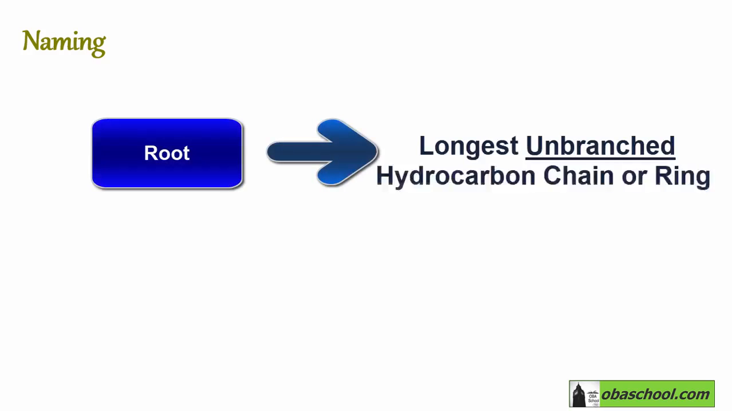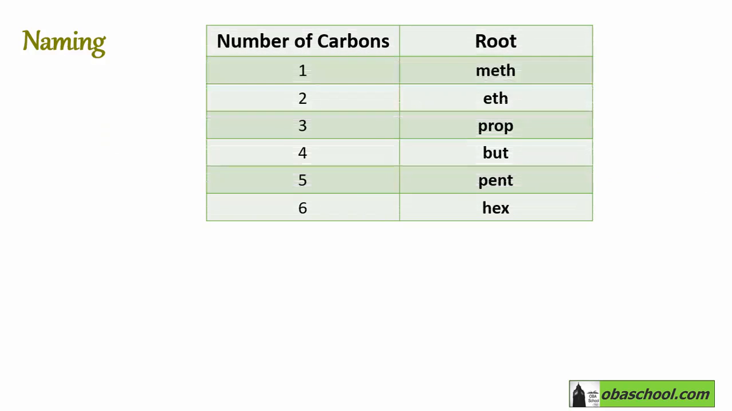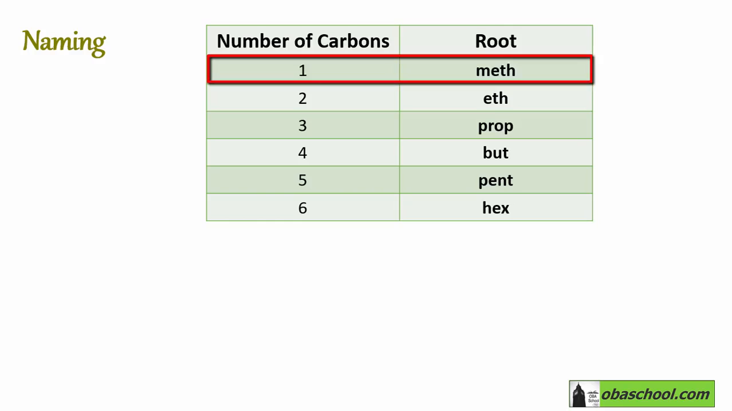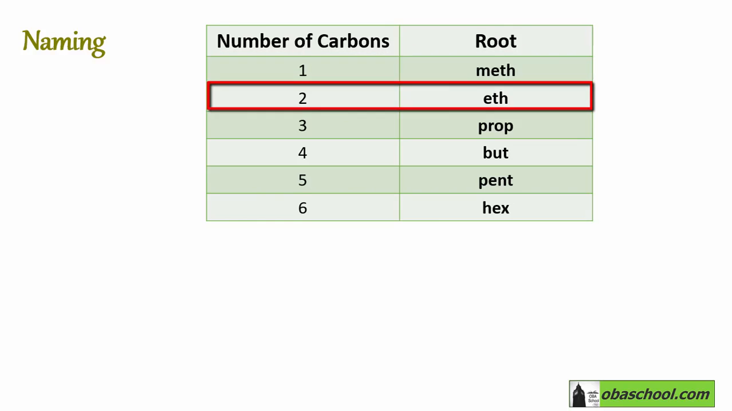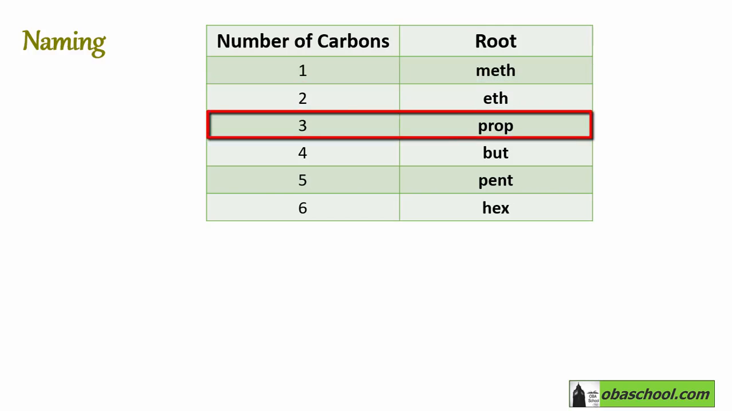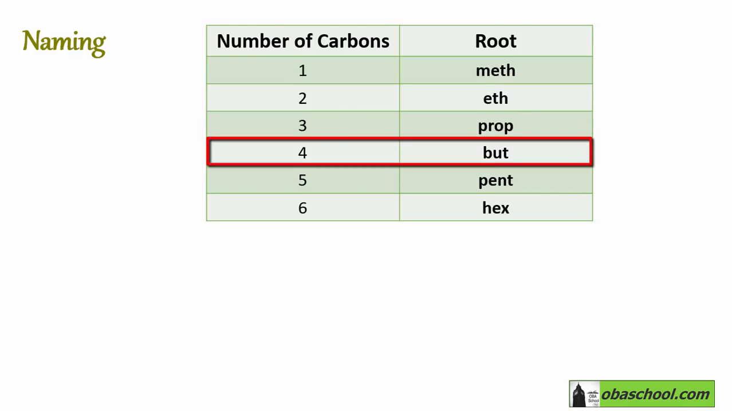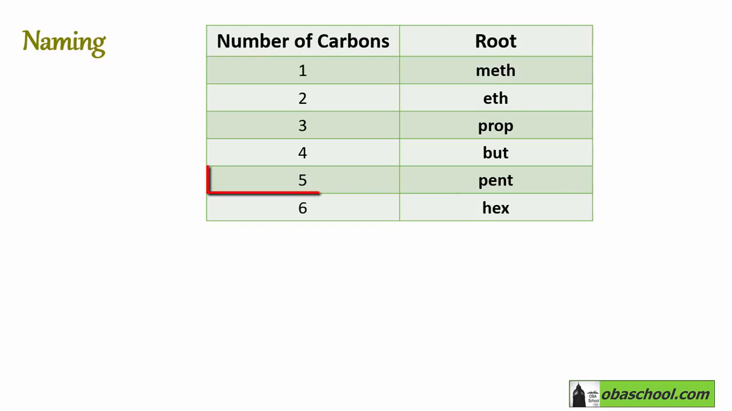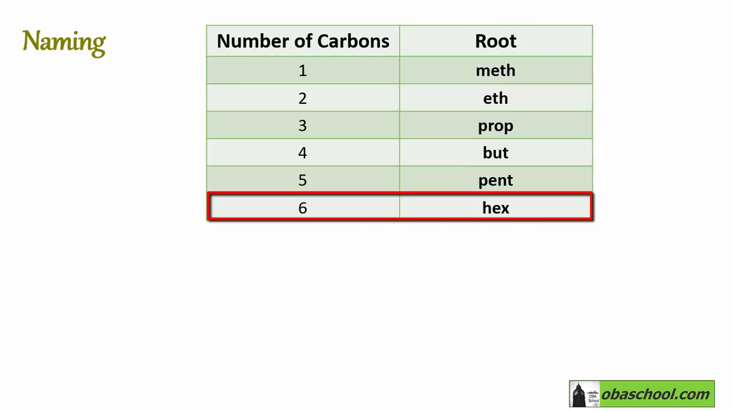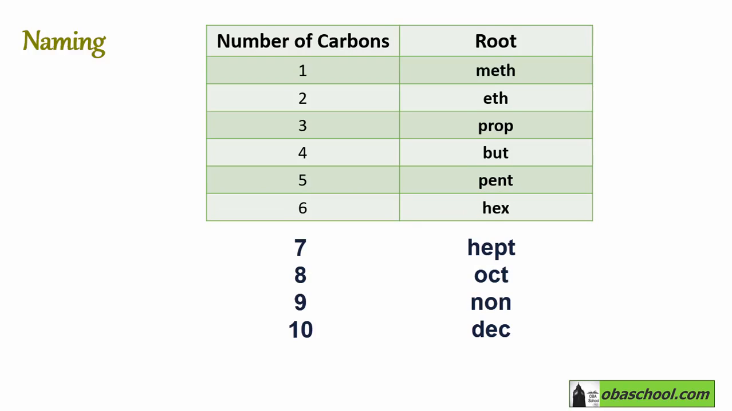A systematic name will have a root which tells us the longest unbranched hydrocarbon chain or ring. So if we have one carbon atom, the root will be meth, M-E-T-H. If we have two carbon atoms, it will be eth. If we have three carbon atoms, it will be prop. If we have four carbon atoms, it will be but. If we have five carbon atoms, it will be pent. And if we have six carbon atoms, it will be hex. The root names are given for up to 10 carbons.